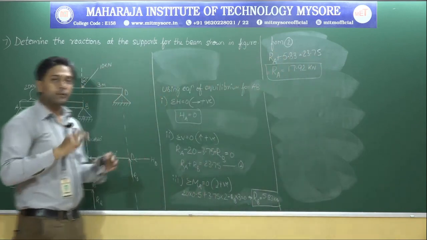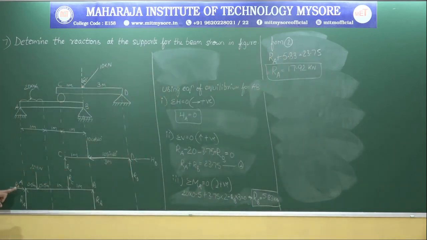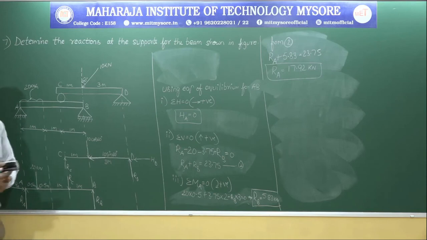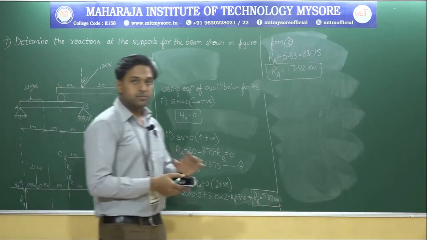Now, even though at RA we are having two forces, the value of HA is 0. So there is no need to calculate the resultant. So this is how we need to solve the problem. So any doubts?